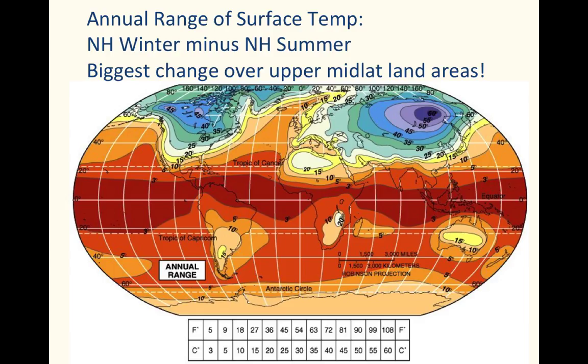Here's a look at the annual range of surface temperature. Specifically, this map is looking at northern hemisphere winter temps minus northern hemisphere summer temperatures, and you can see that the biggest change is over these upper mid-latitude land areas for the reasons just explained.